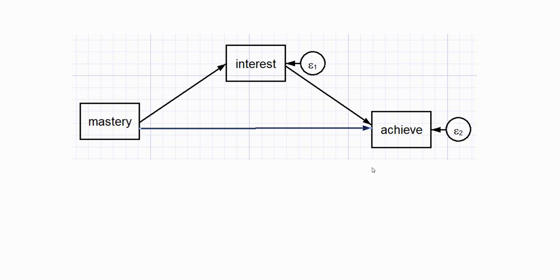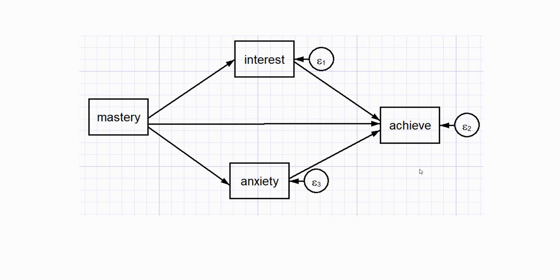The second model that we will test looks like this. So this is also possible with Model 4 in the PROCESS macro. In this case we have two mediators of the effect of mastery on achievement. So we have interest and anxiety proposed to mediate the effects of mastery on the achievement variable.